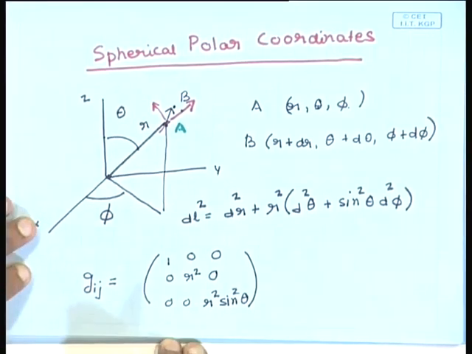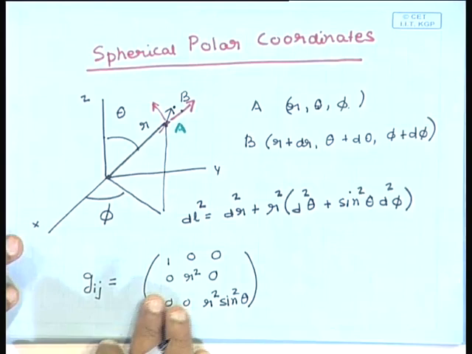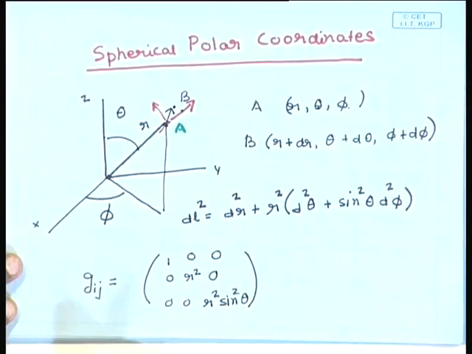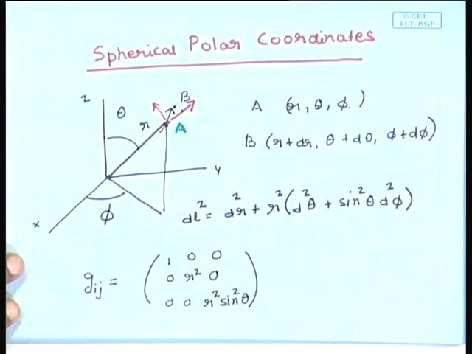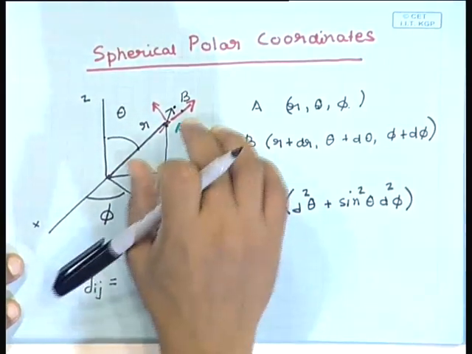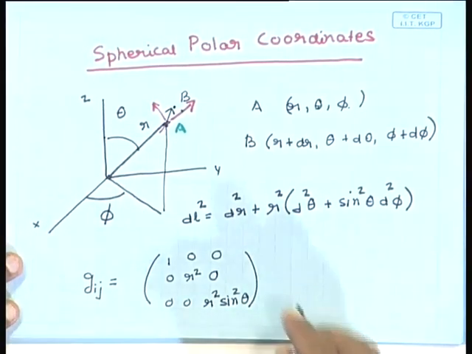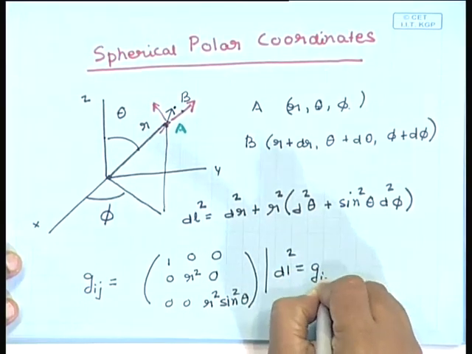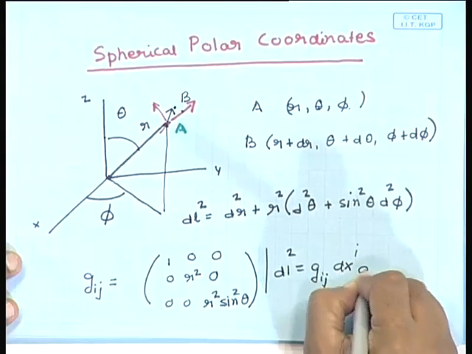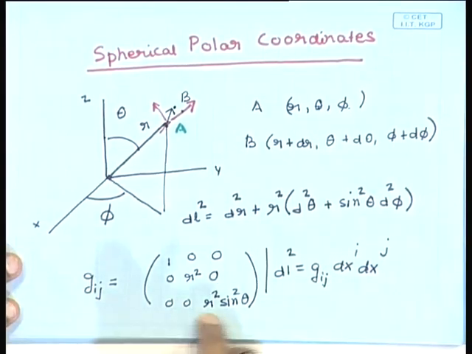So now we see that the metric is not such a trivial thing. It is not just ones and zeros. It is a diagonal matrix, but not the unit diagonal matrix. It has got r square and r square sine square theta over here. So it is something more complicated, and you have to use this when you wish to calculate the distance between 2 points. So the distance between 2 points you could write as dl square is equal to gij dxi dxj, and you have to use this metric to calculate the distances.